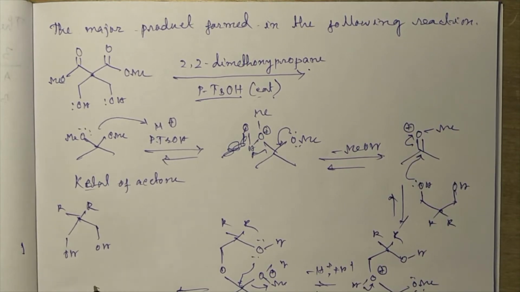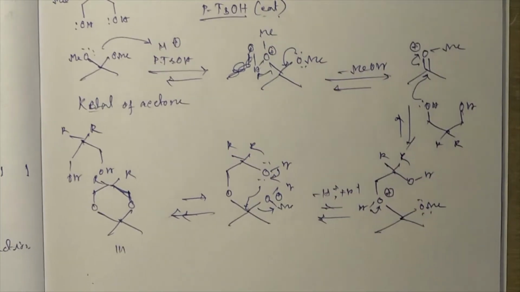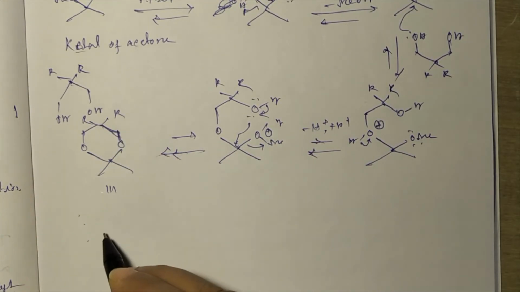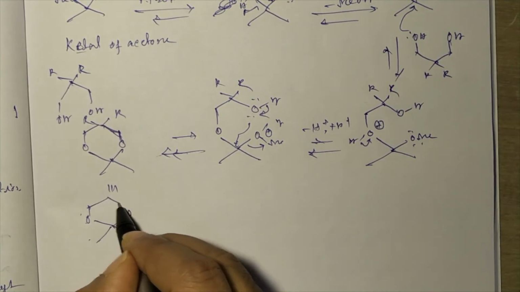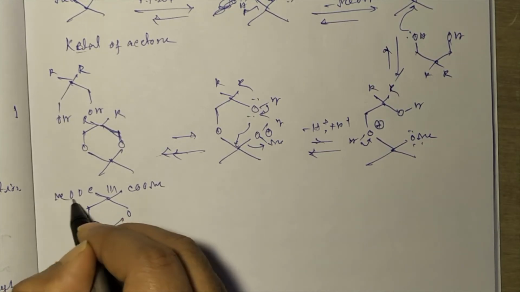What will happen, and I am showing this in a single step actually. So this will be the product. If we expand this, then if we put this R group, the product will be COOMe, COOMe. So this will be the product.